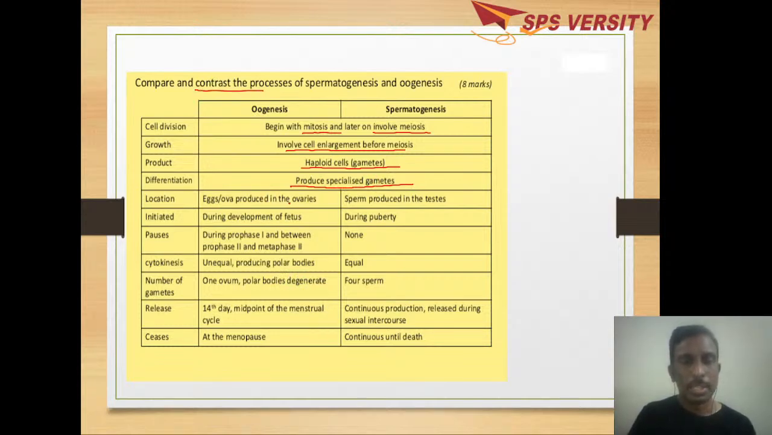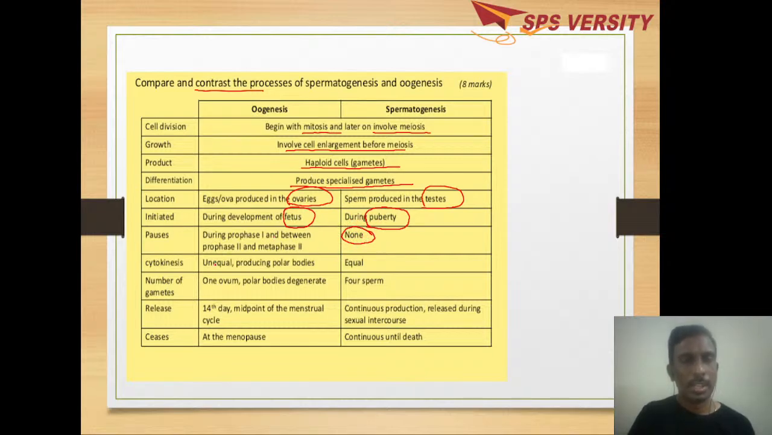Oogenesis takes place in ovaries, whereas spermatogenesis takes place in testes. Oogenesis starts when the female is in the fetus stage, whereas spermatogenesis starts at puberty only. In oogenesis, there is a gap during prophase 1 and between prophase 2 and metaphase, that is between meiosis 1 and meiosis 2. But in spermatogenesis there is no gap; it takes one after the other.